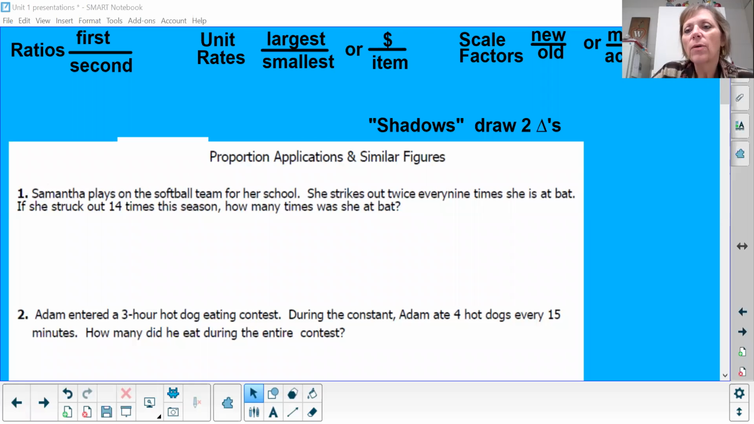Okay, hello. This is a review assignment. You need a piece of paper. There will be 10 problems. So make sure you take a picture and attach it to this assignment for full credit, okay?